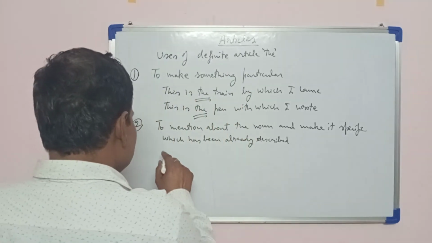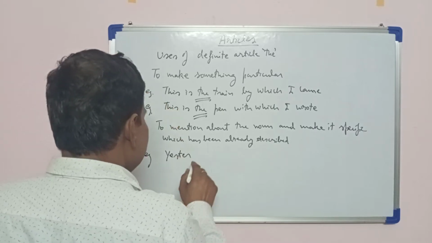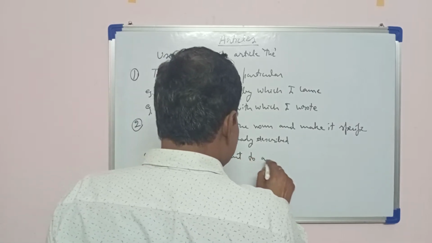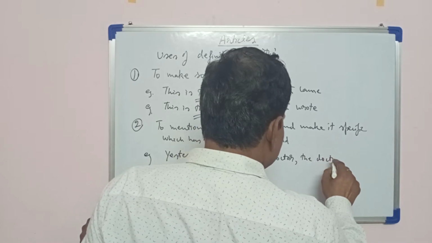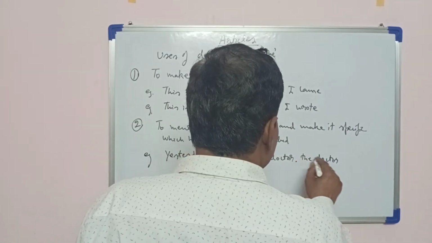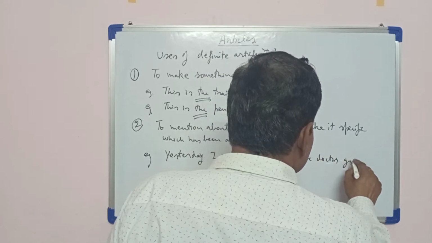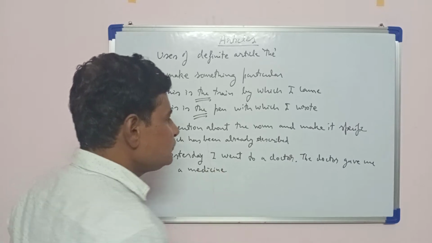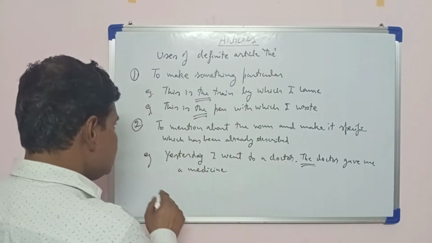For example, these are the examples. Yesterday, I went to a doctor. Here you can use full stop. The doctor gave me a medicine. Okay. So here we are specifying the doctor. So the article the is used for that doctor whom we visited.